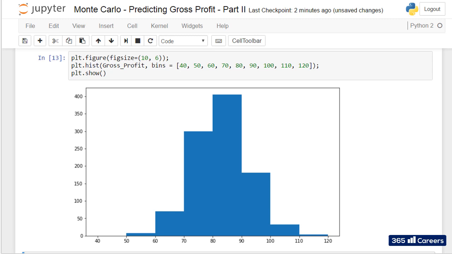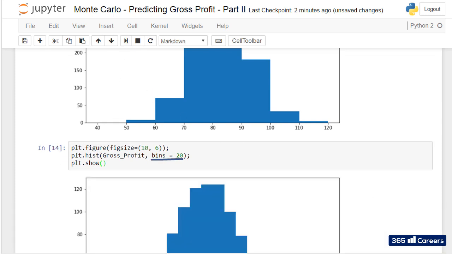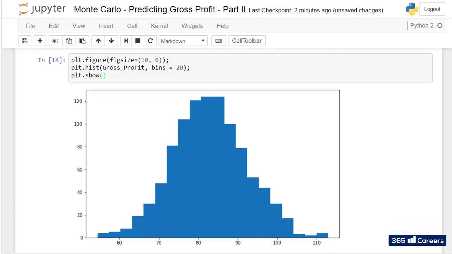The alternative procedure is to assign the number of bins directly. If I ask for 20 bins, the computer will automatically split my data into 20 equal intervals, and this time, it will be obvious the numbers are normally distributed.